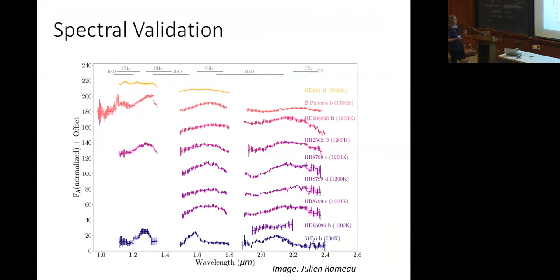Spectral validation is the other thing that we want to do. These are all the directly imaged exoplanets with the Gemini Planet Imager, and the only reason I show this slide is to stress that these are cool objects and they have complex spectra. Warm objects have fairly simple spectra. They're black body-ish. Cool objects have absorption features in their spectra. And you can see that all of these validated planets and brown dwarfs have complex features in their spectra.